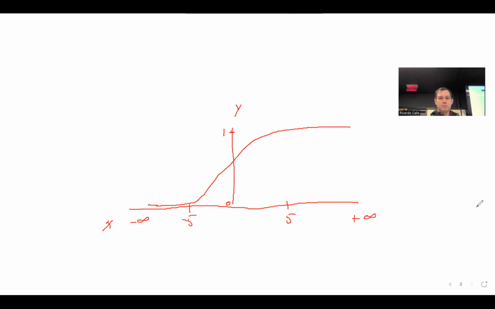Intuitively, this means that when this value, which is sometimes called the logit, is very small, the output of a neuron will be close to 0. And when it's close to infinity, it's going to be close to 1. Anything in between will follow this shape here.